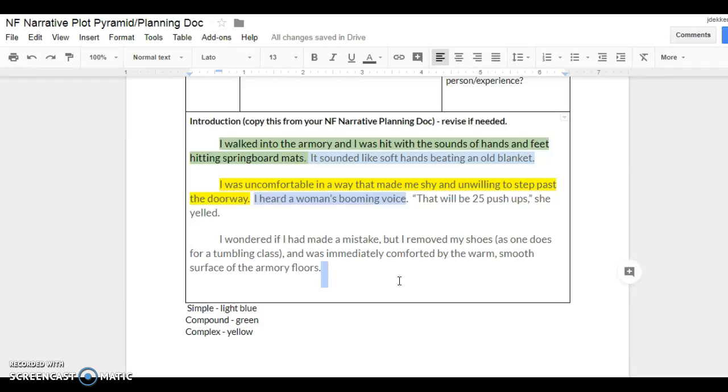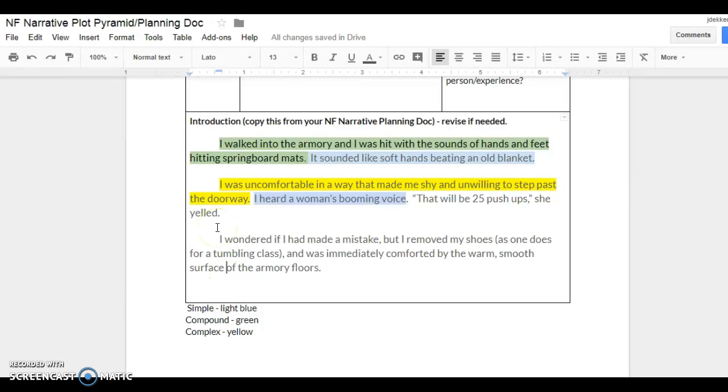"That will be 25 push-ups," she yelled. I'm going to leave that alone because that's dialogue, and we're not analyzing dialogue for simple, compound, or complex sentences. So if you do have dialogue in your introduction, you can just skip that and ignore it. Now we're on to our last paragraph.